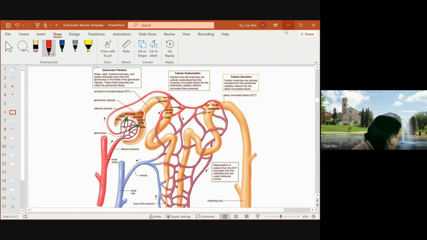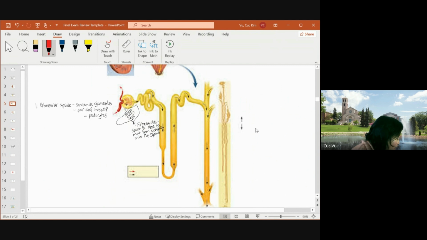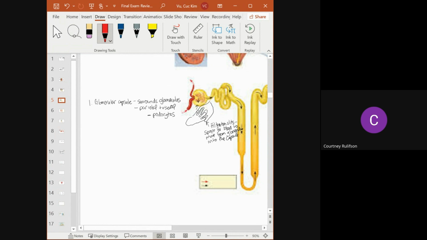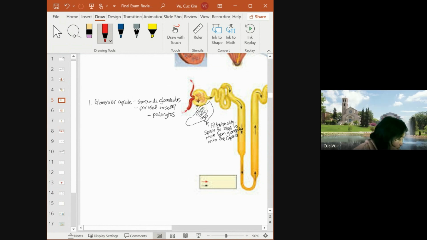I'm going to go back here. All right, so here, let me get this a little bit smaller. Move this down. You can still see the PowerPoint, yes? Yes. Okay, awesome.